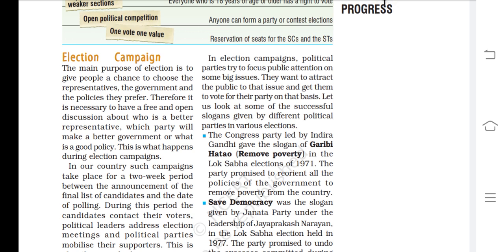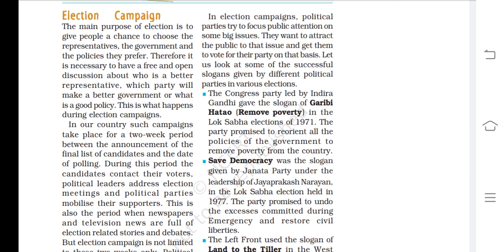During this period, the candidates contact their voters, political leaders address election meetings, and political parties mobilize their supporters. So during this time period, the candidates come in contact with the people who are going to vote. They address their election meetings. They contact the political leaders so that they can conduct election meetings also. And political parties help to mobilize their supporters.